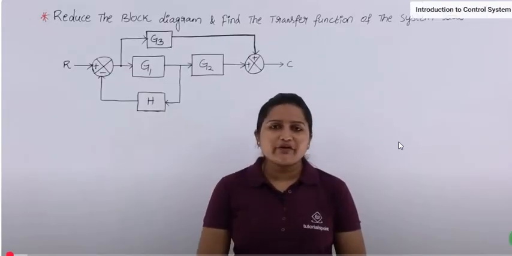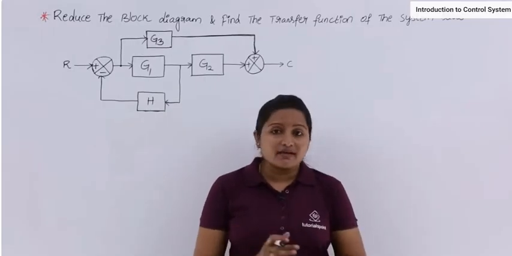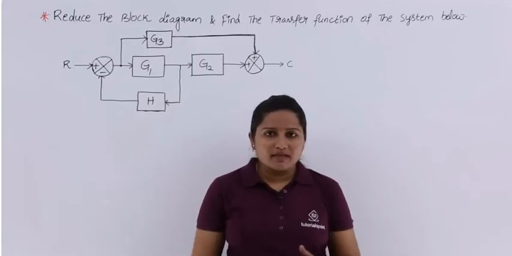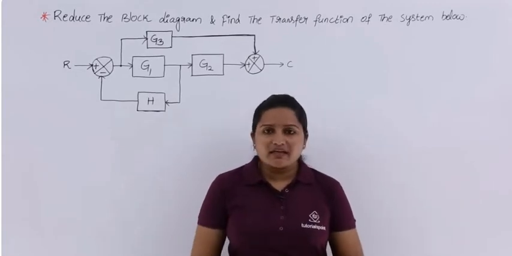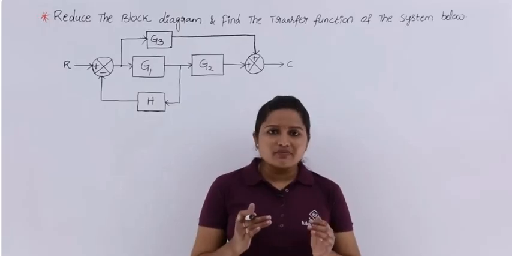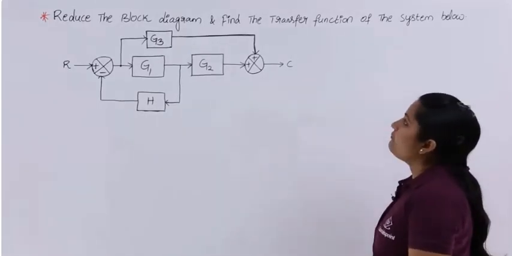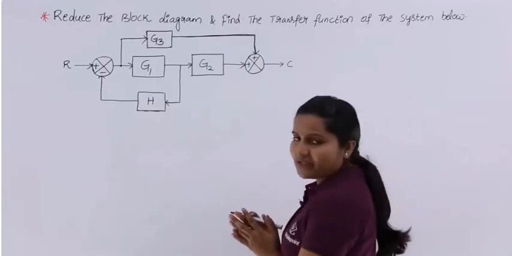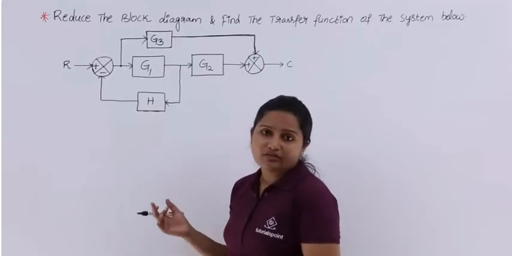In this video we are going to discuss block diagram reduction, one example related to block diagram reduction. In this problem they have given a block diagram which indicates a control system. Now we need to reduce this block diagram and find out the transfer function of the system. So this is the control system given, and we need to reduce it and find out the transfer function.